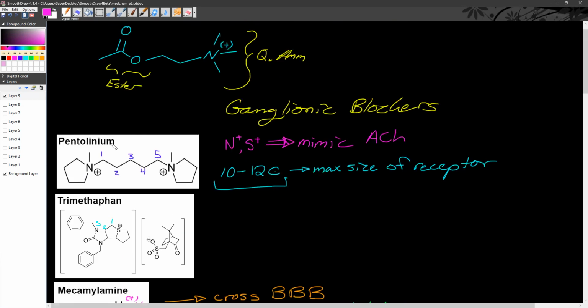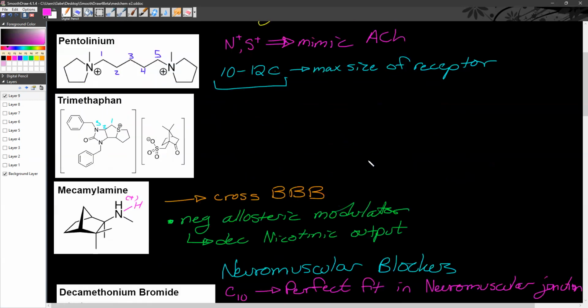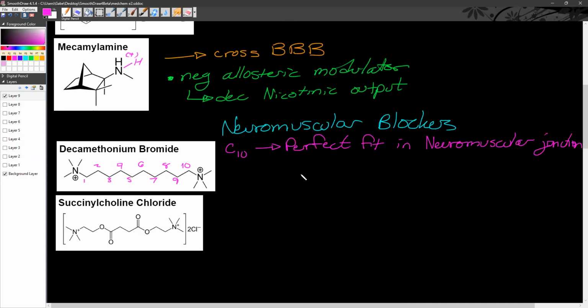Up here, if you want to get to the ganglion synapse, it's not good to get towards 10 to 12. Down below, for the muscles, the closer you are to this 10 carbon gap, 10 to 12 carbons, the better fit you have. Succinylcholine, however, is essentially two choline moieties. So here's the first choline, here's the second choline, two choline moieties stuck together.